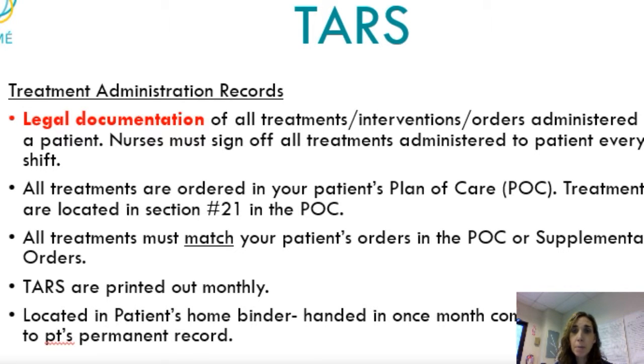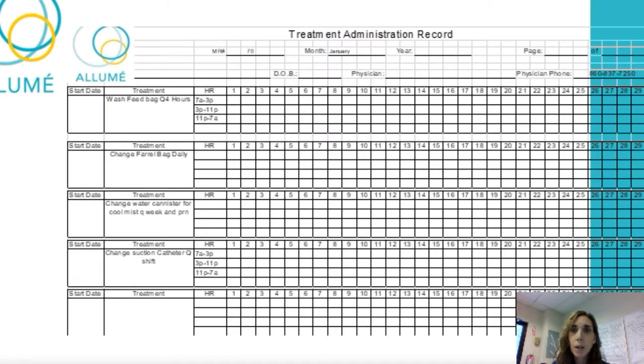All treatments must match your patient's orders in the plan of care or any supplemental orders that came in after that plan was signed by the doctor. TARs are also printed out monthly, and they are also located in the patient's home binder and handed in once a month once they're completed, and they are added to the patient's permanent record.